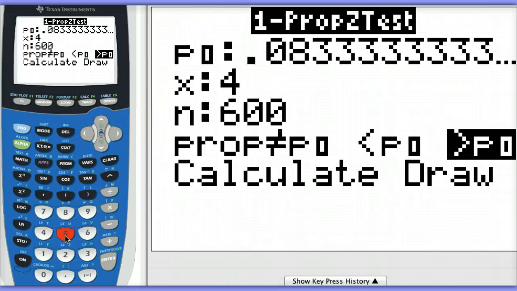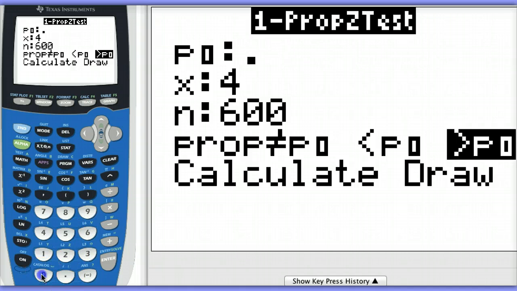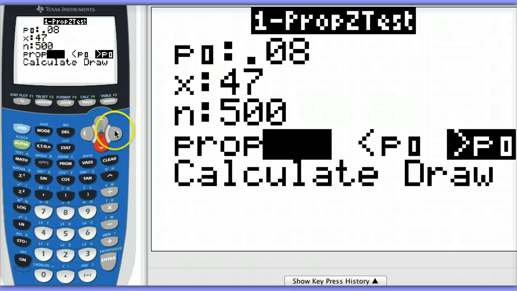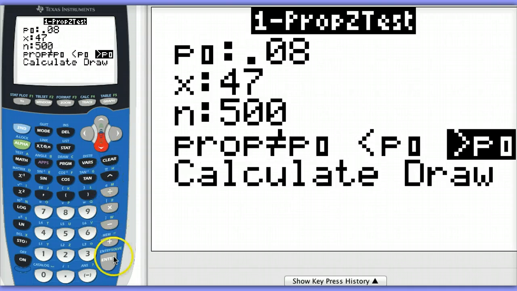In the example in the textbook, we were looking to see if our sample of potatoes was suspect, if there was more than 8% defects. So our p-naught value is 0.08, and in the sample, there were 47 potatoes that had defects out of the 500. The question is: is this statistically significantly greater than 8%? So we choose greater than, and we'll go down here to calculate.